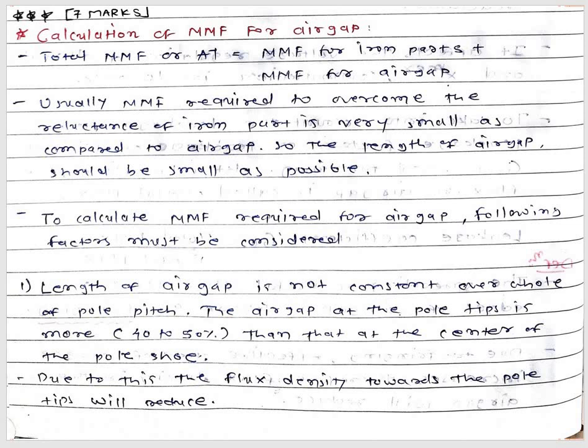Let's start with the first factor. The length of the air gap is not constant over the whole pitch. So the air gap is varying over the whole pitch. The air gap at the pole tips is 40 to 50% more than at the center of the pole shoe. Due to this, the flux density towards the pole tips will reduce.